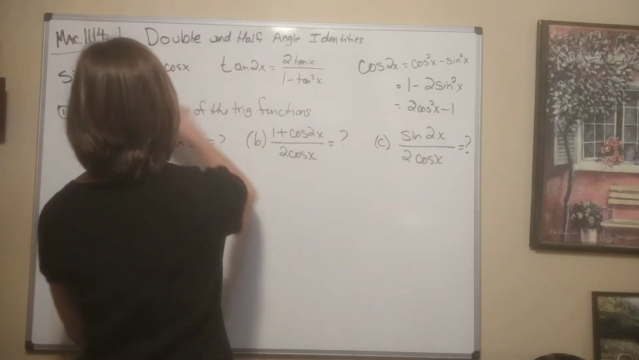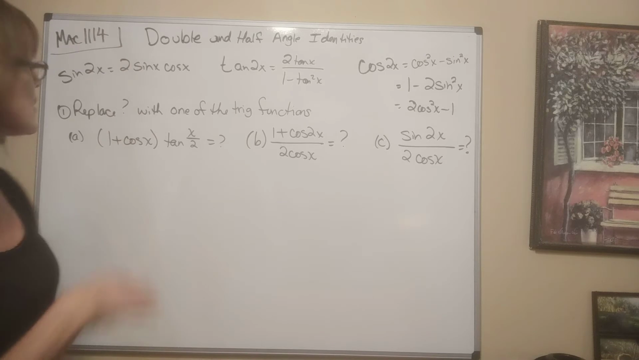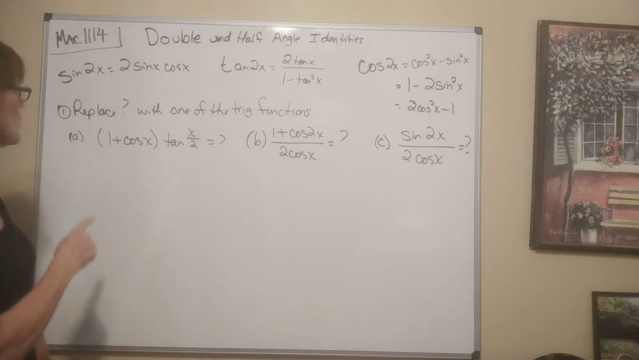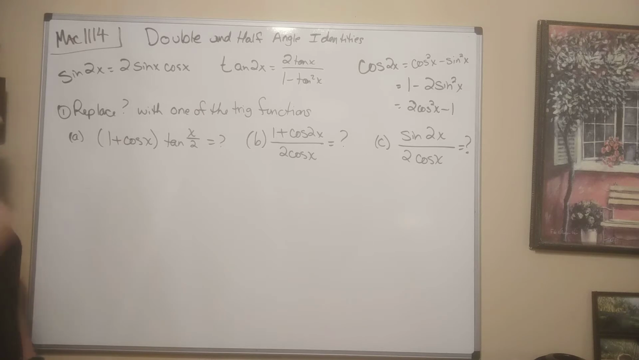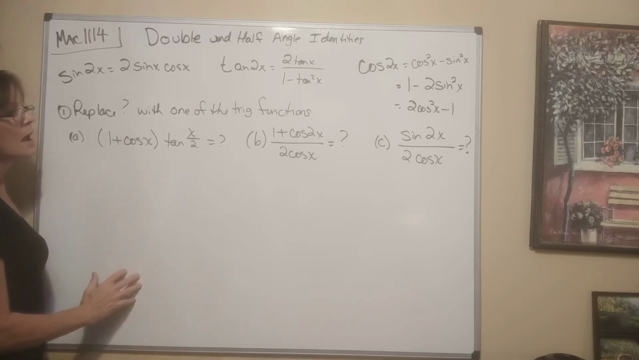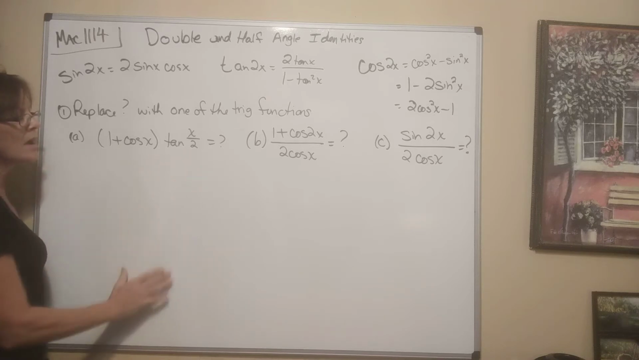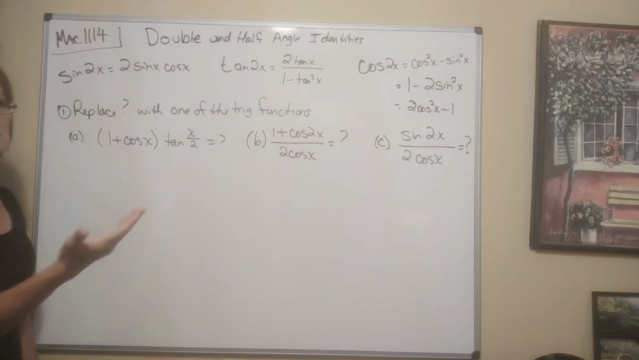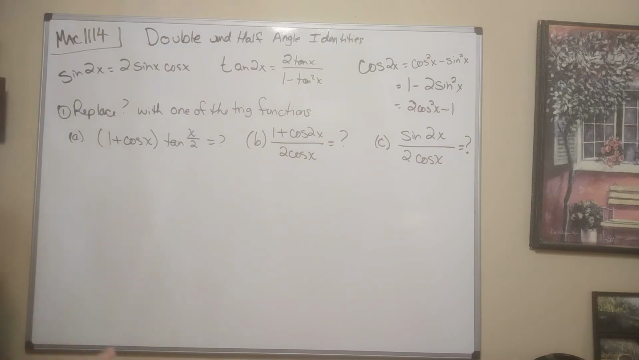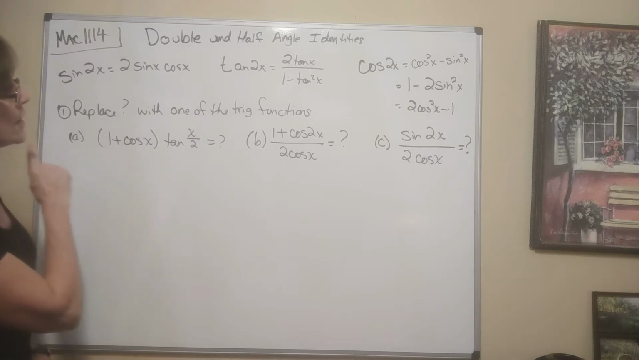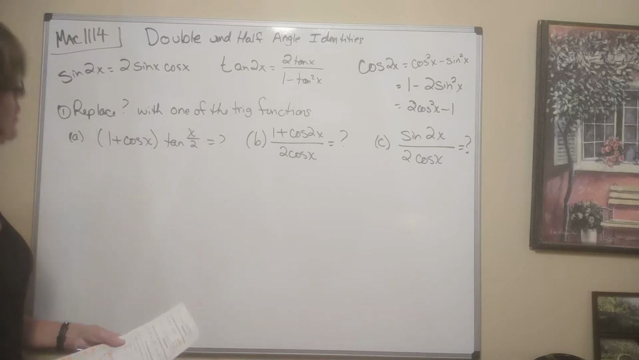So these at the top are the identities, and here are the first problems with these instructions with the question mark. So part A says we have to basically rewrite this left side of the equation and do some algebra until it becomes just one of the 6 basic trig functions. So we have 1 plus cosine times the tangent of x over 2 is what I wrote.